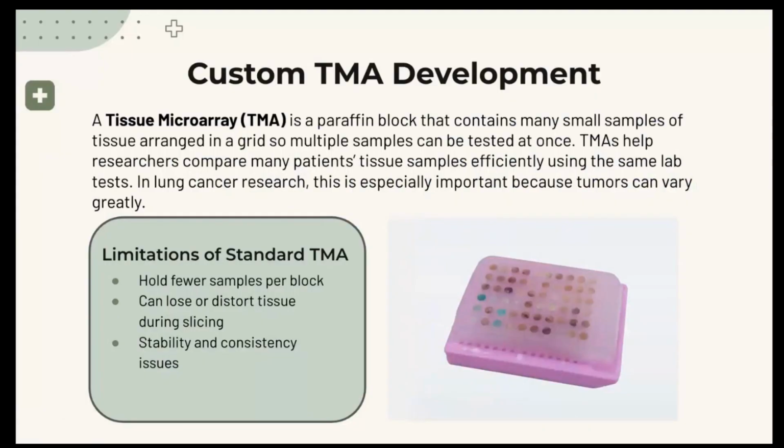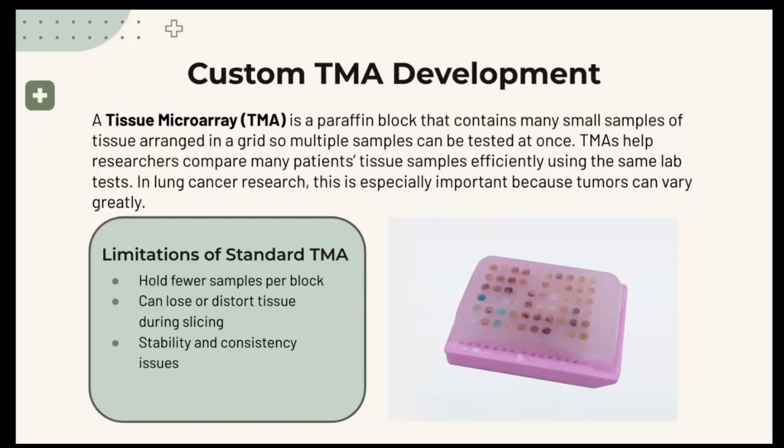The second project focused on creating a custom tissue microarray, also known as TMA. A TMA is a paraffin block with many small samples of tissue arranged in a grid so that multiple samples can be tested at once. To make a TMA, tissue cores are punched from donor blocks, arranged in a grid pattern, embedded in paraffin, and then they're sliced in thin sections to make sure that they could be stained and analyzed using various laboratory techniques.